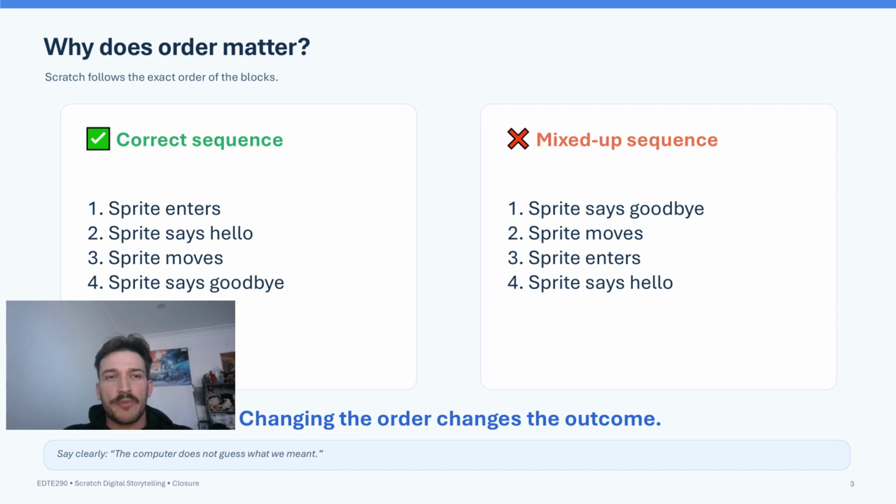That is why programmers need to test their program. If something does not work properly, we can move the blocks around, test it again, and fix the mistake. That process is called debugging.